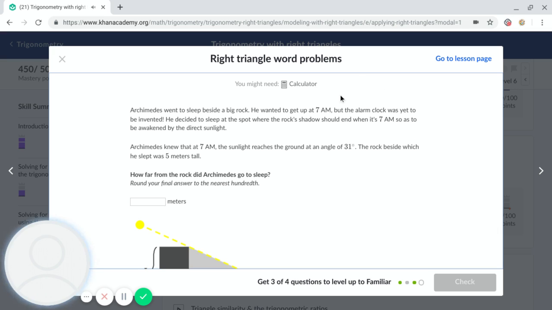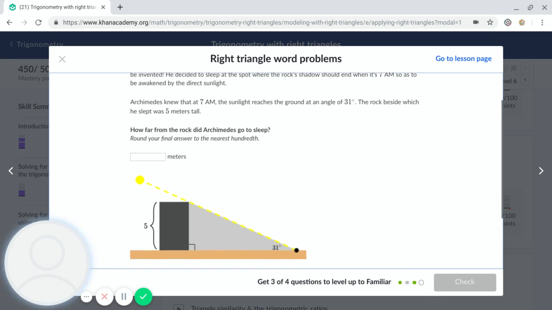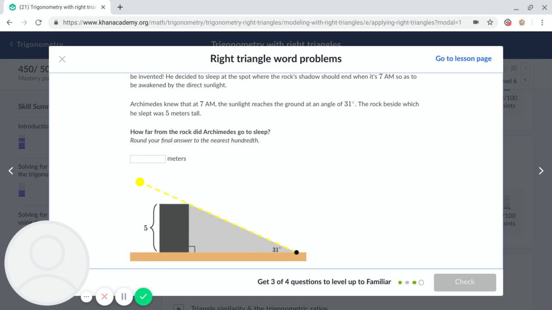Alright, last one. Archimedes went to sleep beside a big rock. He wanted to get up at 7 a.m., but the alarm clock was yet to be invented, so he decided to sleep at the spot where the rock's shadow would end when it's 7 a.m., so as to be awakened by the direct sunlight. Archimedes knew that at 7 a.m. the sunlight reaches the ground at an angle of 31 degrees. The rock beside which he slept was 5 meters tall. How far from the rock did Archimedes go to sleep?